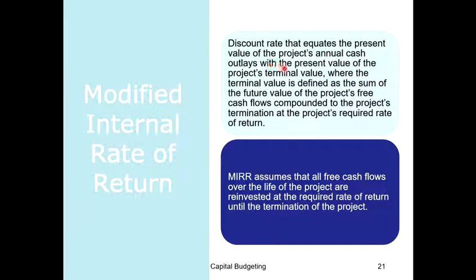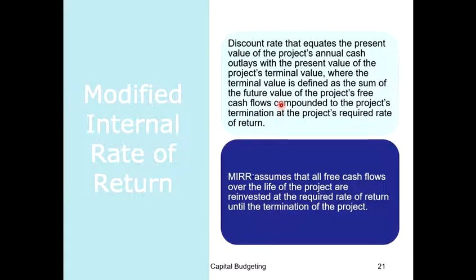project's annual cash outlay with the present value of the project's terminal value, where the terminal value is defined as the sum of the future value of the project's free cash flows compounded to the project's termination at the project's required rate of return. This is step 2, di mana kita kena cari future value of the project's free cash inflow dengan compounded with the project's required rate of return. This is the second step. Then only third step kita boleh cari MIRR.